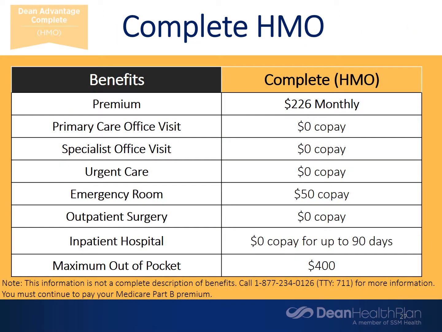Some key features of the complete plan are a $226 monthly premium, $0 copay for primary care office visit, a $0 copay for specialist office visit, a $0 copay for urgent care, a $50 copay for emergency room, a $0 copay for outpatient surgery, a $0 copay for up to 90 days for inpatient care, and a $400 maximum out-of-pocket.